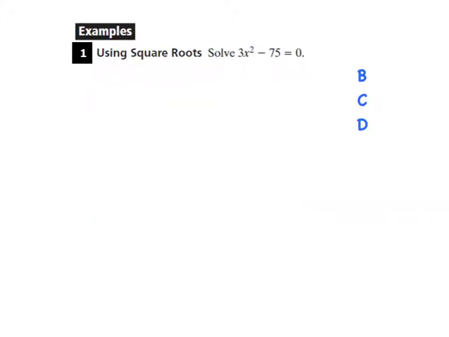So example 1, using square roots, we're going to solve 3x squared minus 75 equals 0. We're actually going to take this back to our concept of how to solve for a variable, because ultimately we're trying to get the letter x by itself. That's why I have the three letters over here, B, C, D. Hopefully we remember what they stand for. B stands for box your variable. C stands for cancel what's beside your box, and you do that by either adding or subtracting. And finally, D stands for divide by the number inside your box.